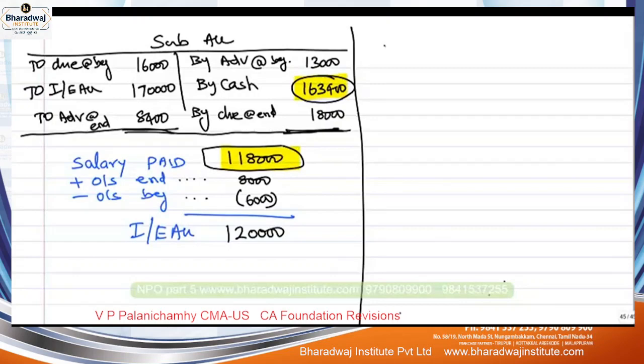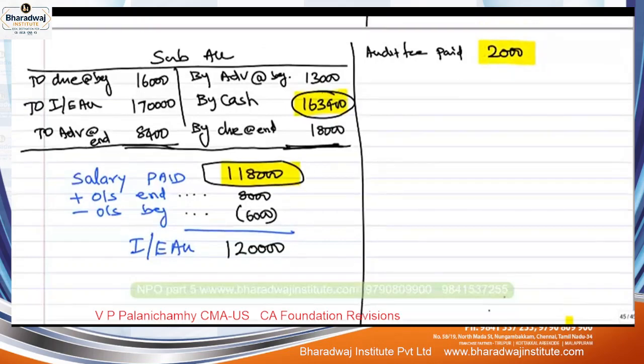In audit fees, no working required. Already they have given paid. What is the audit fees paid? Audit fees paid 2,000. They have given directly in the problem. Audit fees paid 2,000 is given to you in the problem itself. So no working required for that. Next.